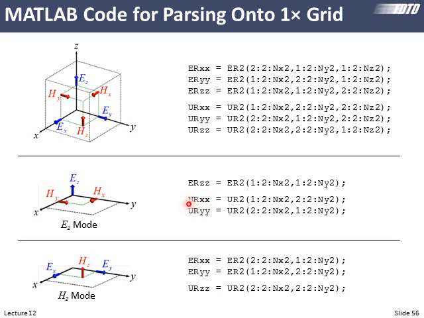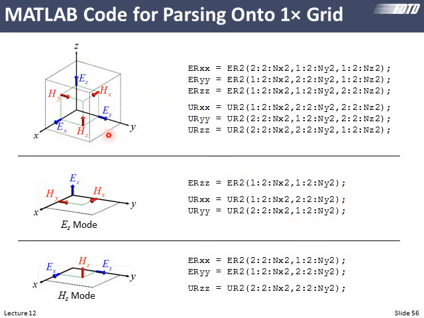Let's think about URXX. So we're talking about the permeability associated with HX, so it exists at this point. So what do we do in terms of the x direction? The x direction is this direction. It starts at the very beginning of the cell, so we start at 1. And of course go every other cell to the end. Now what about in the y direction? Here it's offset a half cell. So in this case, on the 2x grid, we start at position 2, but we still go every other cell and go to the end. So that's how we think through this.